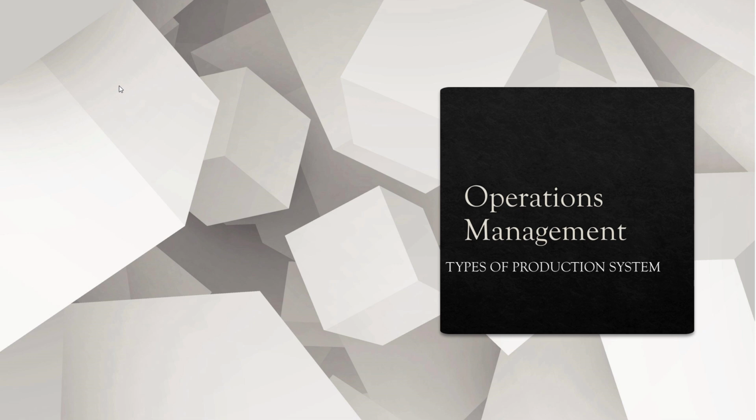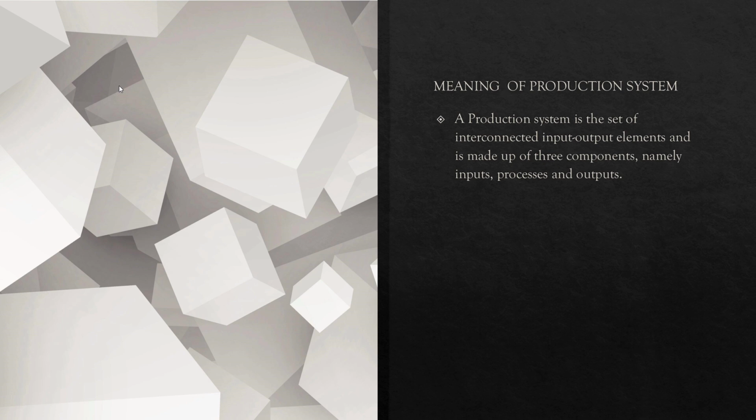Today we can study types of production system. It's a very important portion from your subject operations management. We can study first of all what is a production system. It's a set of interconnected input-output elements and is made up of three components, namely inputs, processes and outputs.